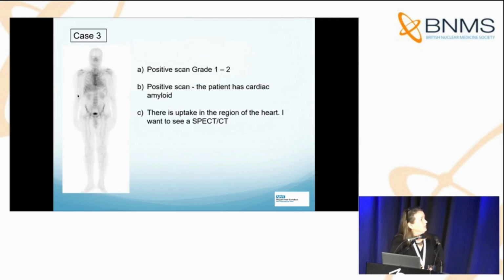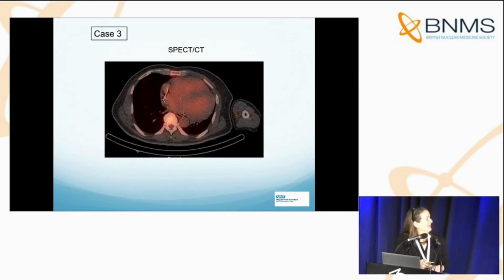So, is this a positive DPD scan, grade 1, 2? Is it a positive scan? The patient has cardiac amyloid, or there's uptake in the region of the heart. I want to see a SPECT CT. Okay, and this was said SPECT CT.